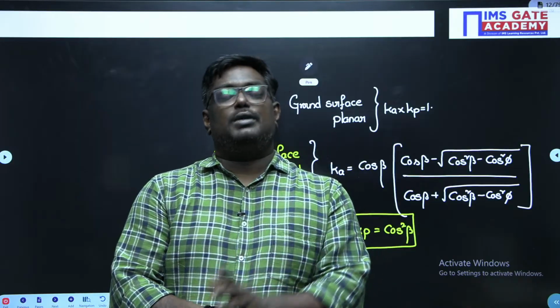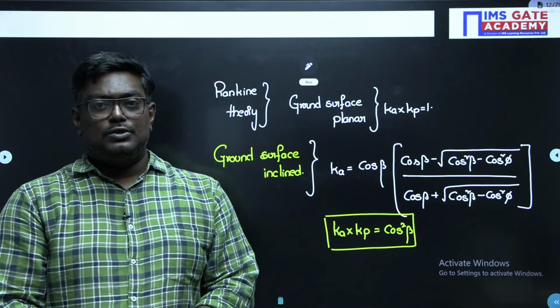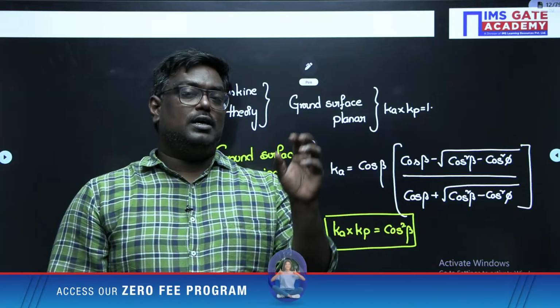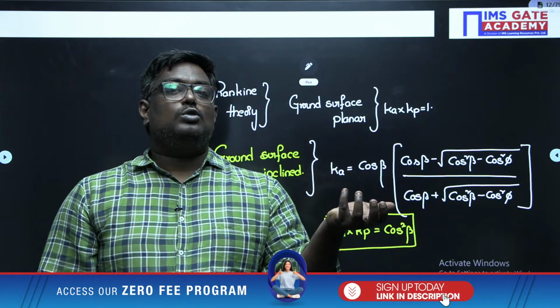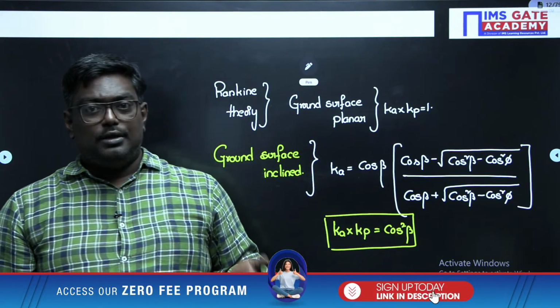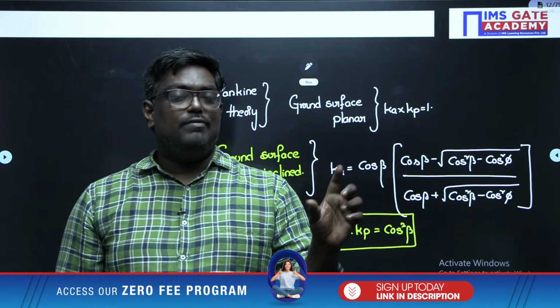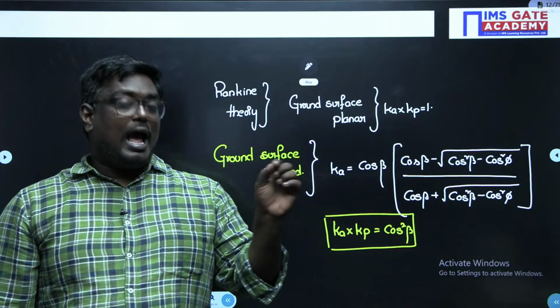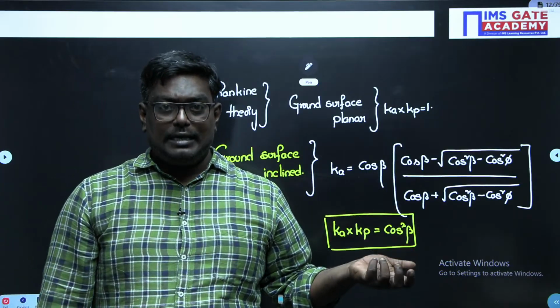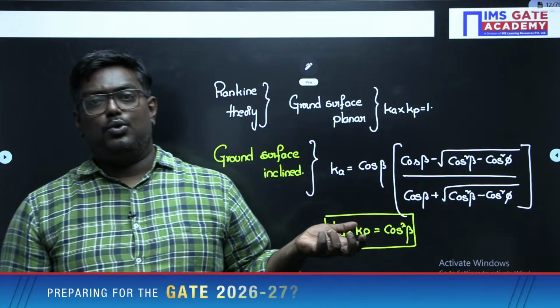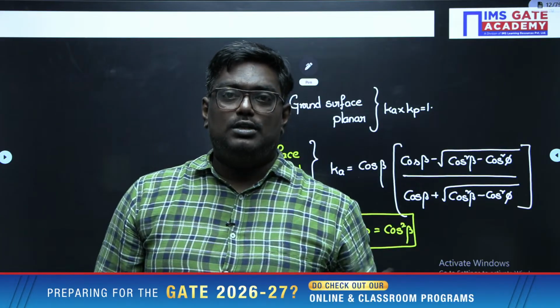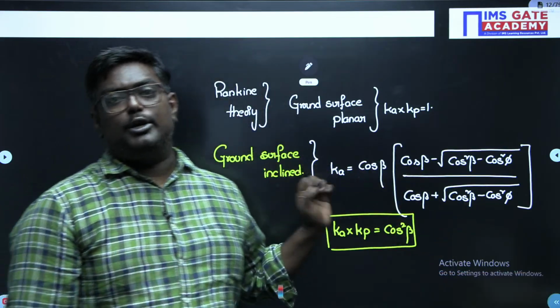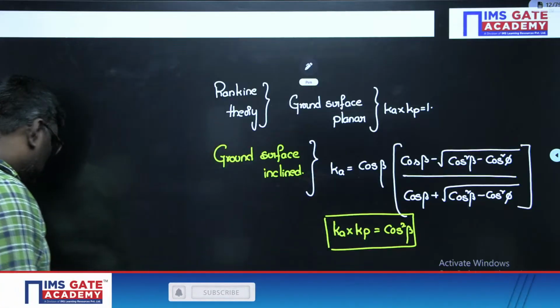The area of the pressure diagram is nothing but the active force. And remember, the force always acts at its centroid. When the active pressure is 0, we call it tension crack depth, which is 2C by gamma root Ka. When the active force is 0, we call it critical height, HC, which is 4C by gamma root Ka. So these are the important things which I would like to tell you related to earth pressure.